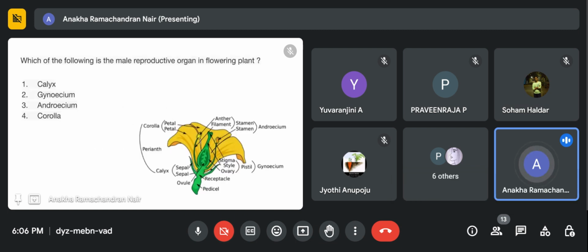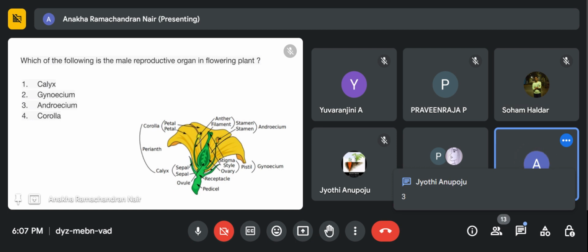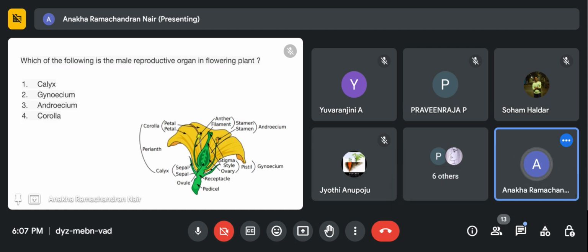So the first few questions are from the 0 week assignment, and this is just in case you have a problem with any of the questions or you don't understand it. So just to clarify it, we'll be clearing this question itself too. Okay. So feel free to write down the answer that you think is correct in the chat box, and we'll see. So the question is, which of the following is the male reproductive organ in the flowering plant? And there are four options: calyx, gynoecium, androecium, and corolla.